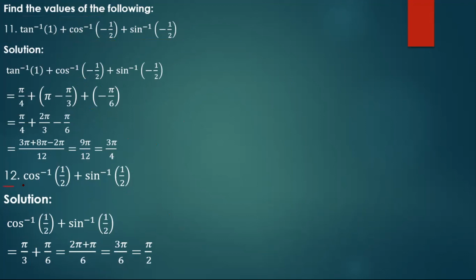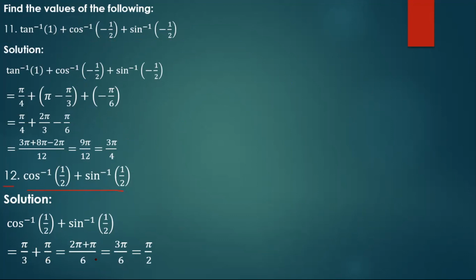12th problem: cos inverse half plus sine inverse half. So we write the question once again, that's all. So when is cos half? At pi by 3. Cos 60 is half. Okay. When is sine half? At 30, that is sine pi by 6. So pi by 6. Pi by 3 plus pi by 6.